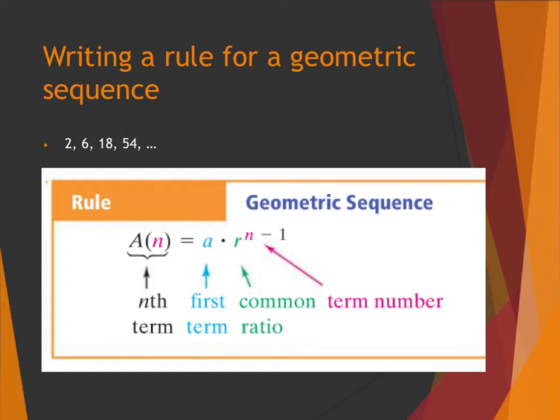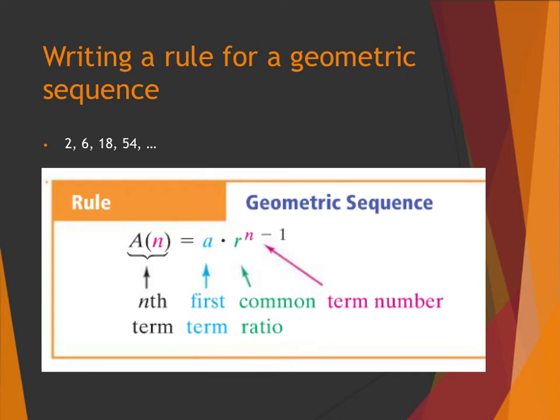So to find the geometric sequence, we have a sub n. So this is just the nth term. So again, let's say I wanted to find the 100th term, I could say a of 100, and that means the 100th term. So to find the geometric sequence, this is the nth term, and then it says take your first term a. So if I look at this up here, actually I'll just do this example.